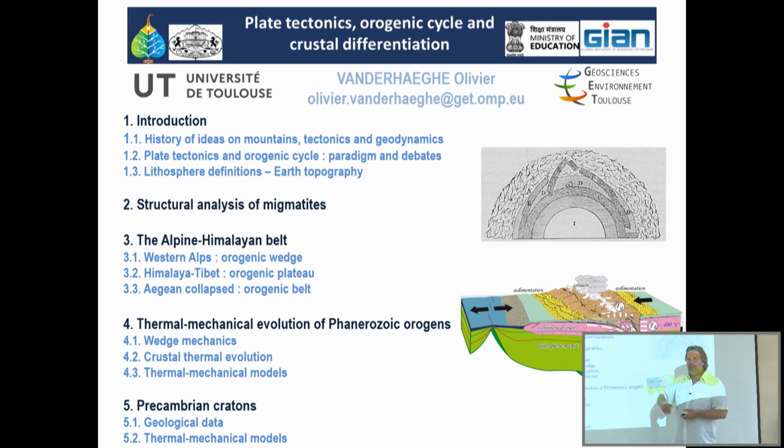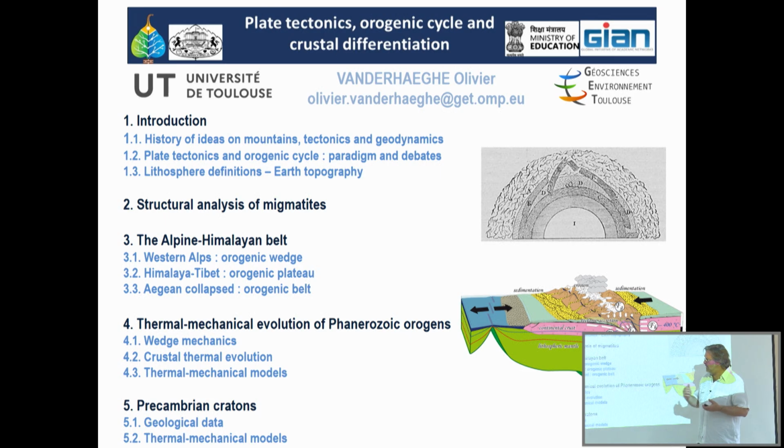I think it's important to add Tibet to the picture. And that will keep us busy for tomorrow, Wednesday, Thursday. And we'll see different steps in the evolution of the Alpine Himalayan belt, with the Western Alps, Himalaya, Tibet, Aegean domain, and I'll develop that in the next few days. And then this will provide us thoughts and examples to nourish a thermal mechanical model for the evolution of Phanerozoic orogens from a stage of wedge mechanics to orogenic plateau and collapse of orogenic belts, relying on the mechanics, thermal evolution, and then combine both of them, thermal mechanical models.